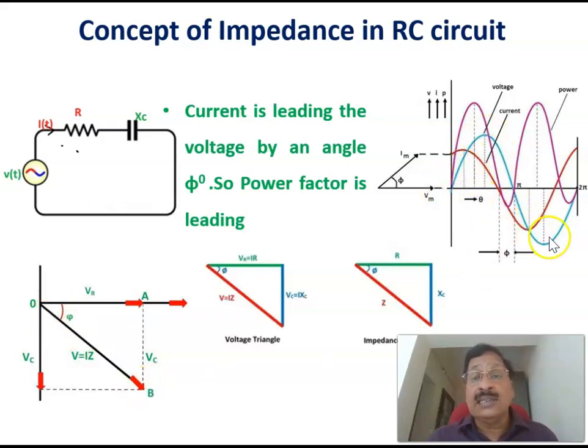Here is the instantaneous voltage, and we can see the instantaneous current. The product of the two gives the instantaneous power. Positive power is power consumed. Negative power means the power is returning back to the source. You can calculate the average power consumed. This is the instantaneous voltage, current, and power, and the voltage across the resistor and capacitor.